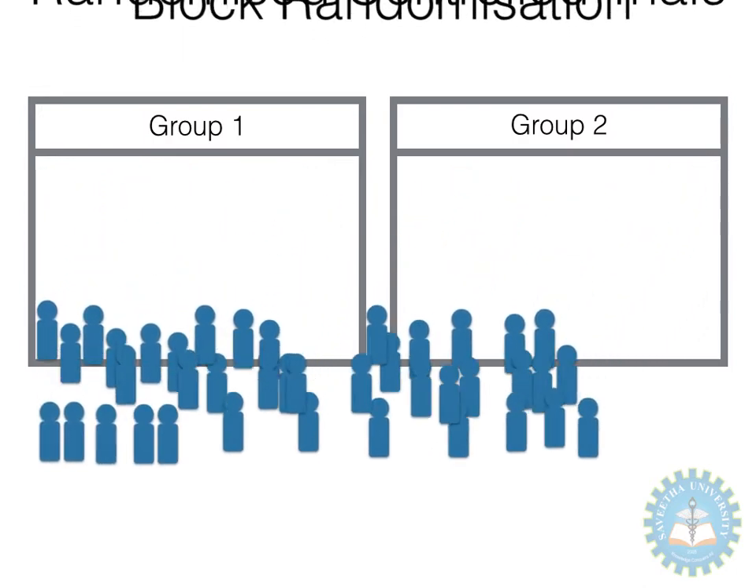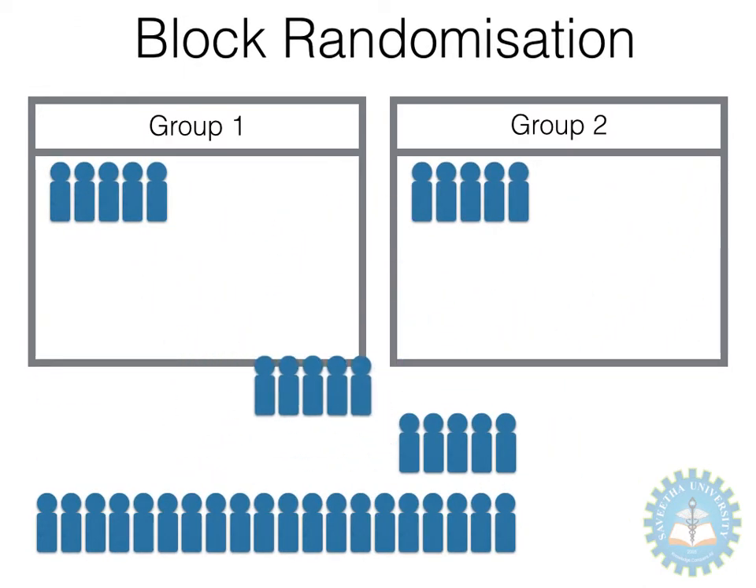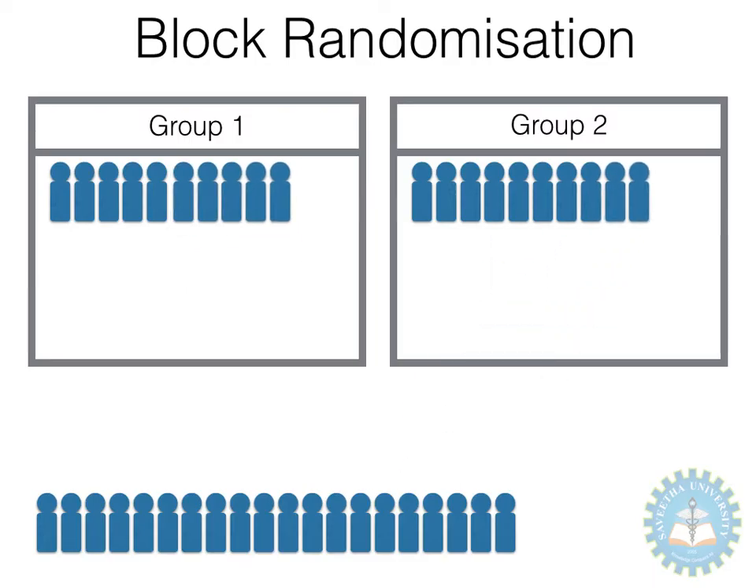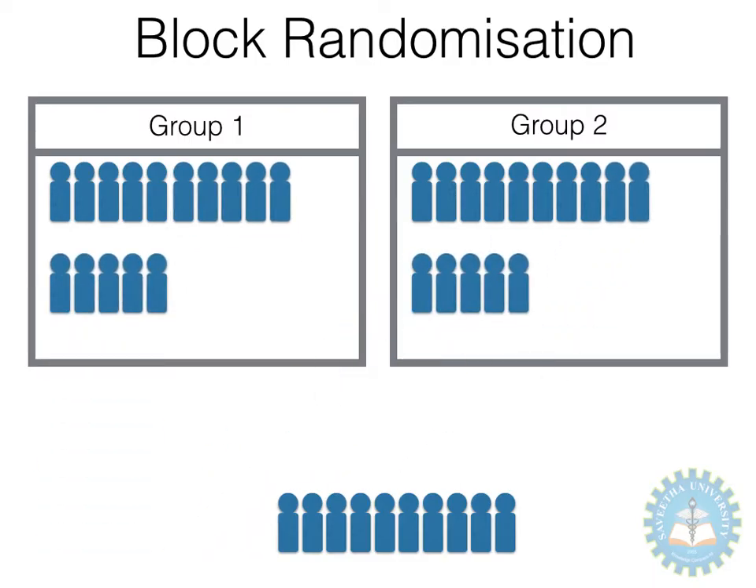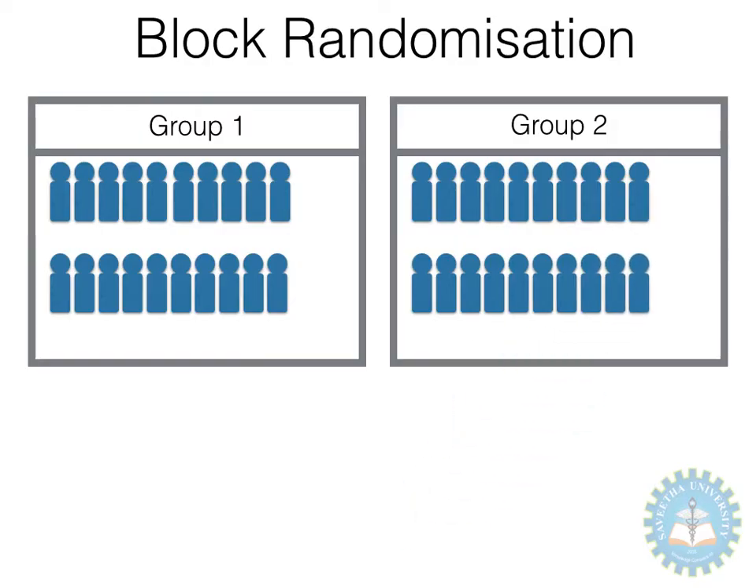So the most common type of randomization apart from simple randomization is block randomization, where groups of participants who are relatively homogeneous are randomly allocated to the two groups.